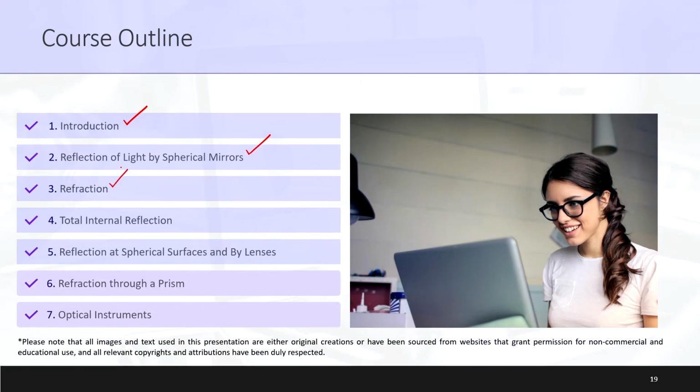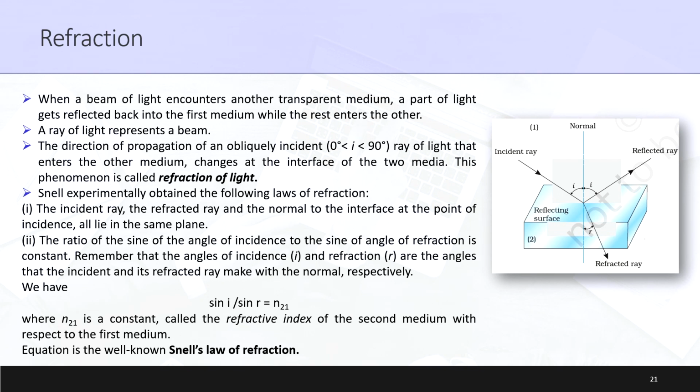So, what is the refraction concept? Let us look over here. Refraction. Please look carefully. You may have understood this basic concept of refraction in your previous classes only. I will just iterate it again.